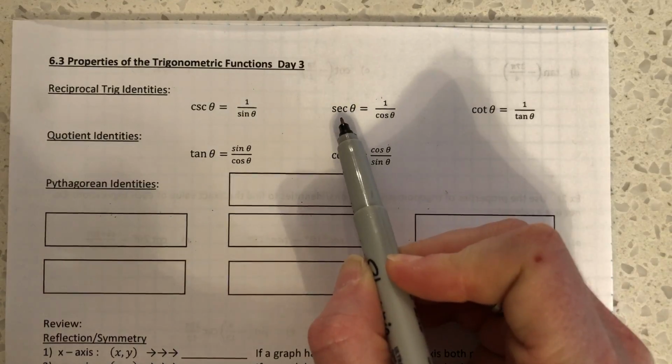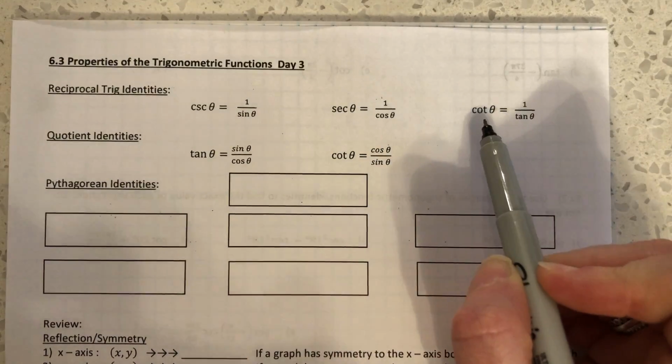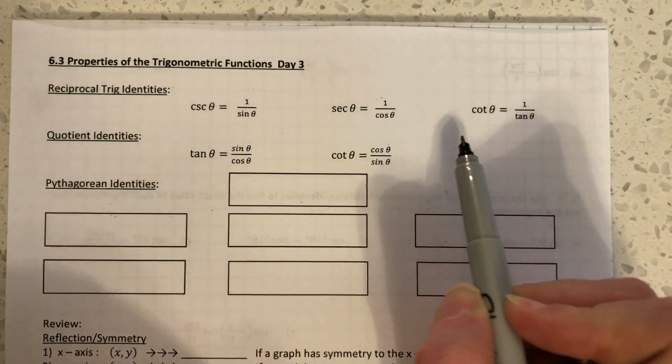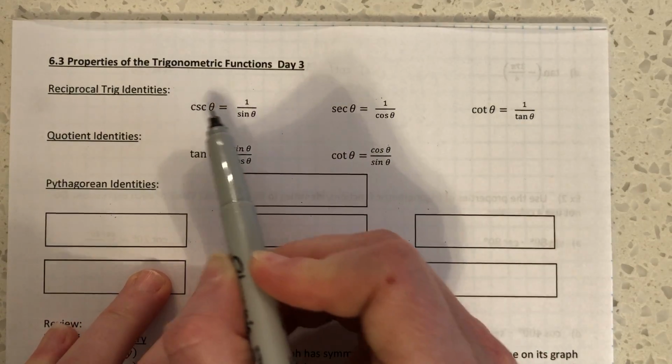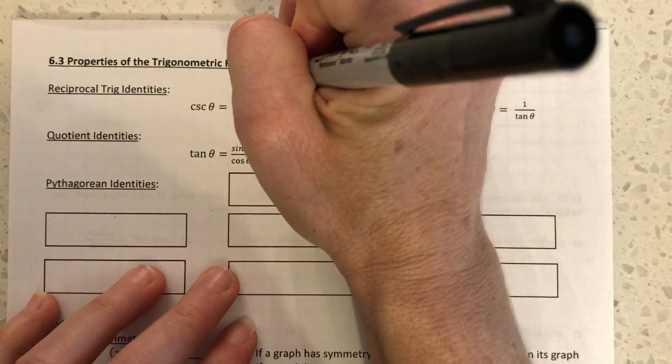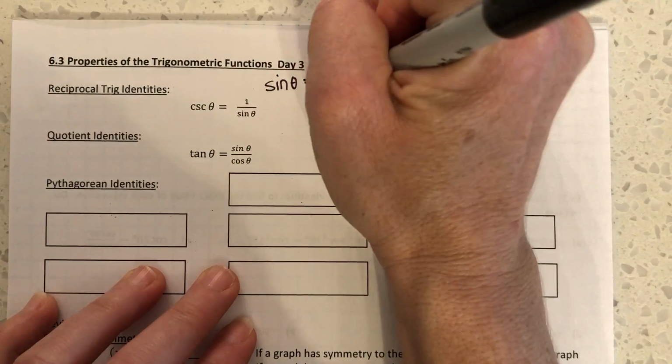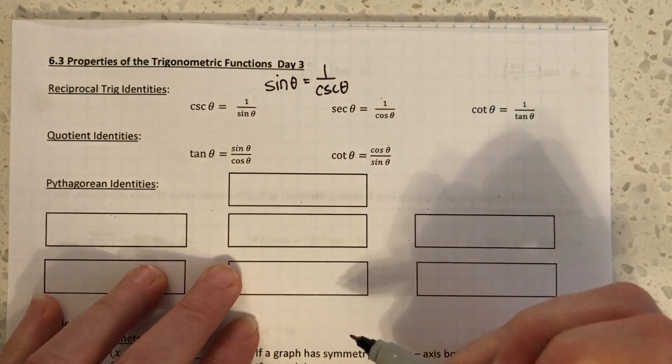We know that secant is the reciprocal of cosine, and cotangent is the reciprocal of tangent. And remember, these reciprocal identities work both ways. If cosecant is the reciprocal of sine, then sine is the reciprocal of cosecant. And that is something that could be interchanged in a problem.